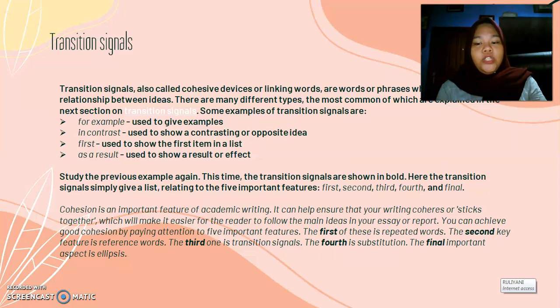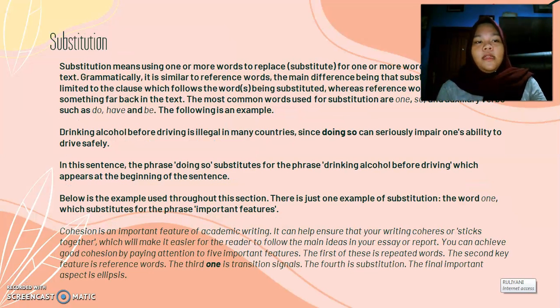The fourth is substitution. Substitution means using one or more words to replace or substitute for one or more words used earlier in the text. It is similar to reference words, the main difference being that substitution is usually limited to the clause which follows the words being substituted, whereas a reference word can refer back to something far back in the text.